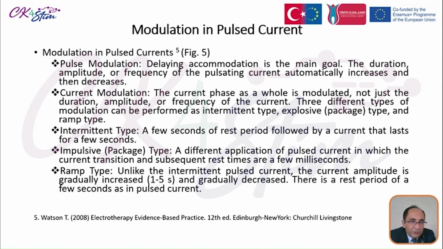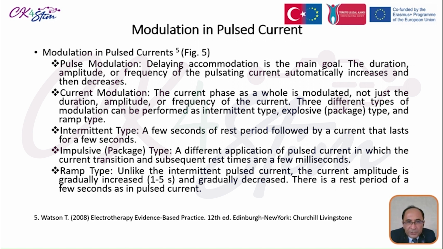In modulation of pulse currents, we see the pulse modulation, the current modulation, the intermittent type, impulsive type modulation, and ramp type modulation. In pulse modulation, delaying accommodation is the main goal. The duration, amplitude, or frequency of the pulsating current automatically increases and then decreases.